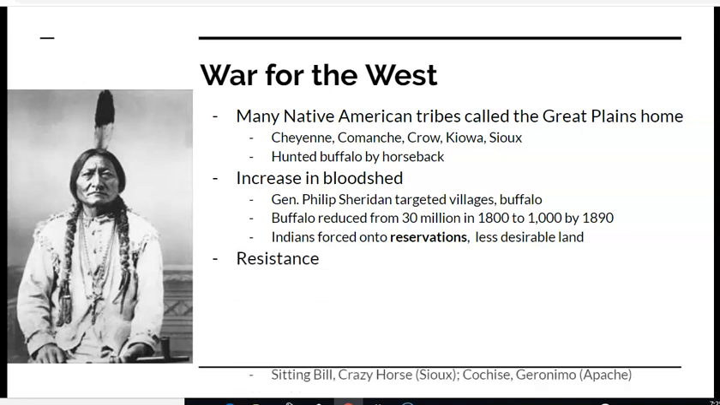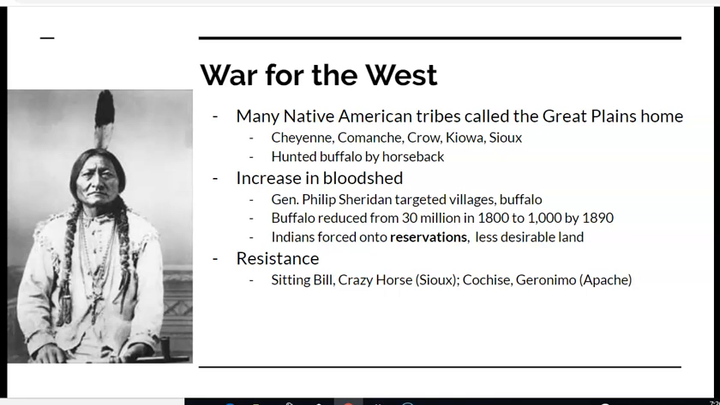Now, there will be resistance. Leaders like Sitting Bull, who's pictured to the left, and Crazy Horse would help lead the Sioux in fighting back against being forced onto reservations and changing their lives. Cochise and Geronimo would be Apache leaders, and every tribe had leaders who would either peacefully or violently push back against the United States, driving them from their land and forcing them to change their cultures. There were some victories for the Native Americans, like the Battle of Little Bighorn in 1876.